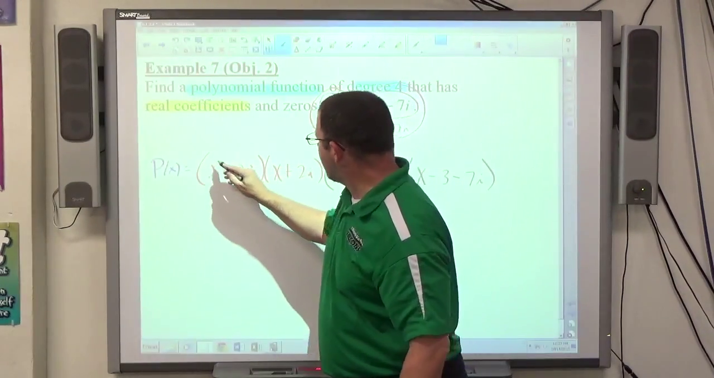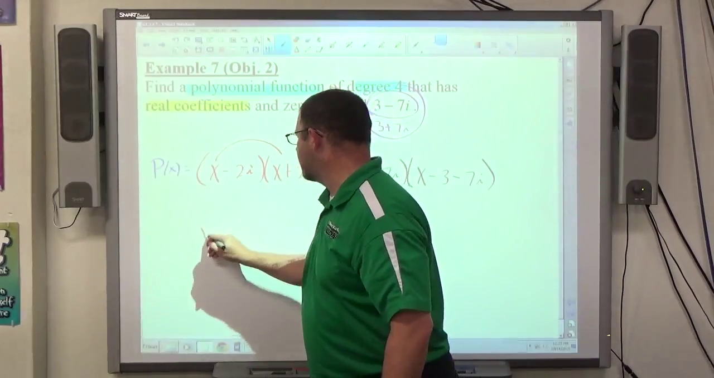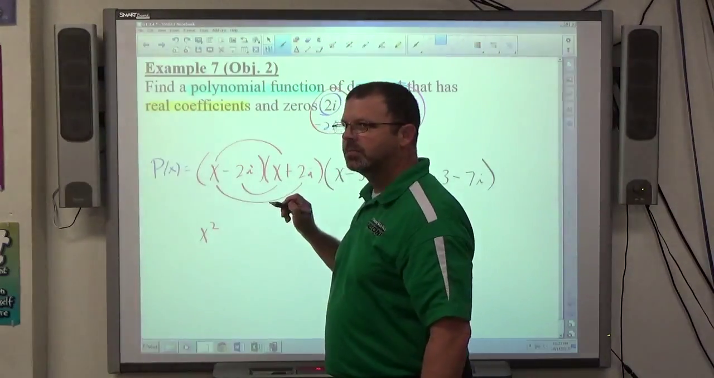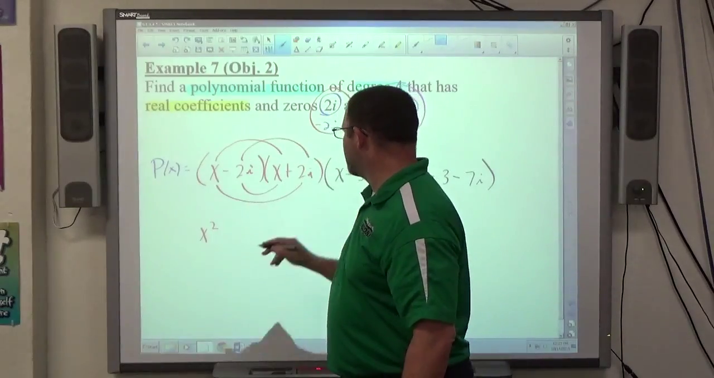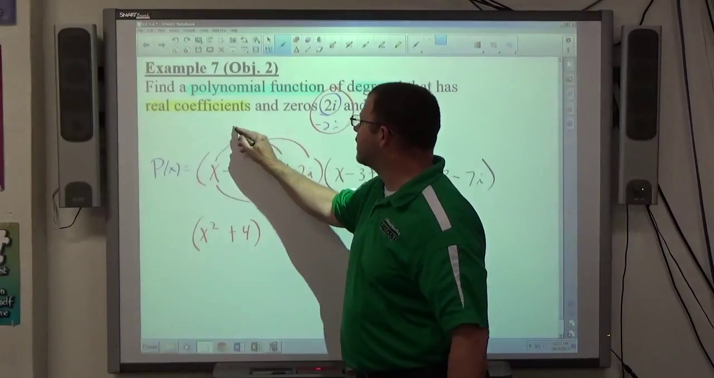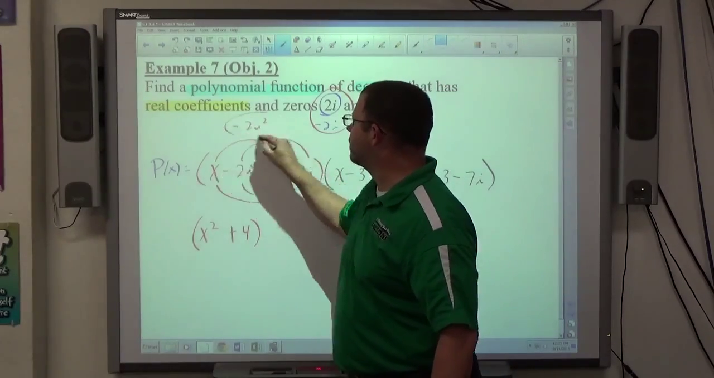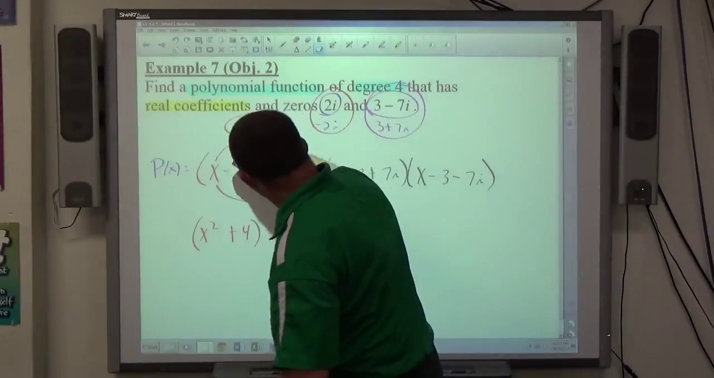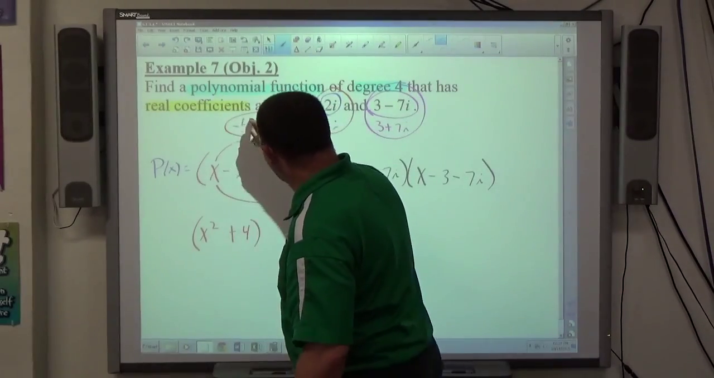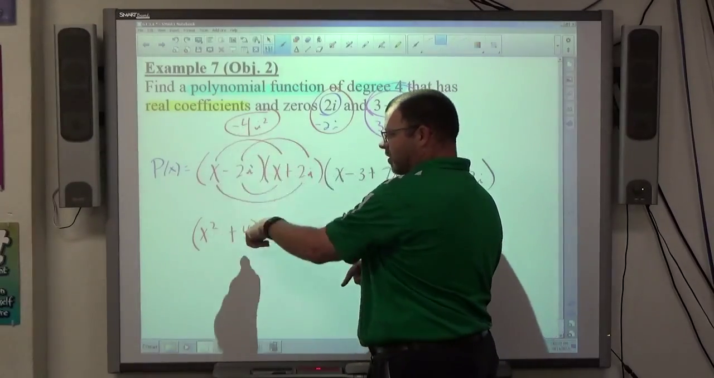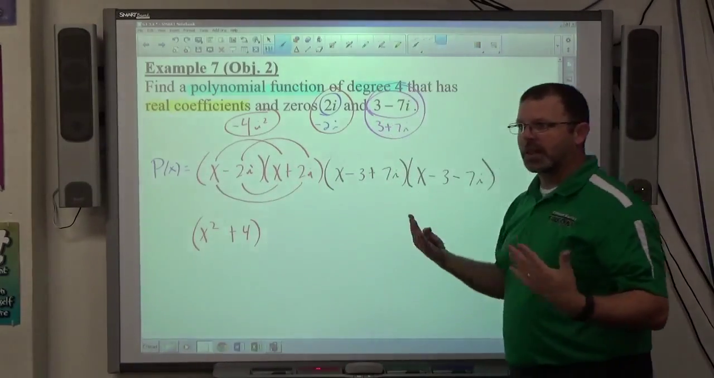So this is just a basic FOIL on this one. X times x is x squared. I'm going to get plus 2ix and minus 2ix cancel. And minus 2i times plus 2i makes plus 4. Be careful, that actually makes negative 4i squared. Remember from algebra 2, i squared equals negative 1. Negative times negative makes a positive. So when you're multiplying those out, that's what happens.